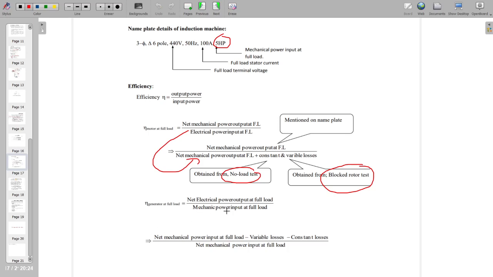It is given as the ratio of the net electrical power output at full load to the mechanical power input at full load. Please remember these two formulas, the efficiency of the generator as well as the efficiency of the motor.